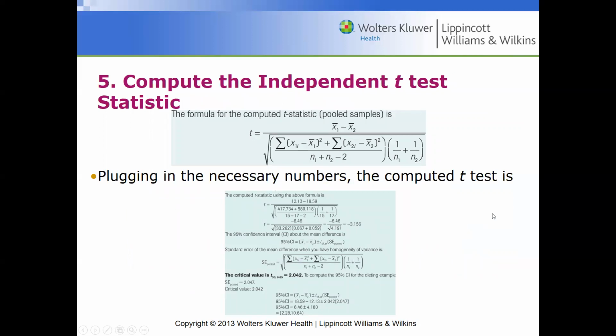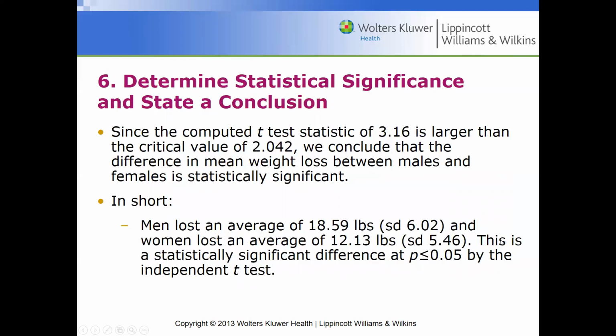Then you're going to compute the independent t-test. I'm not going to review this, but this is basically the formula that would be used in order to calculate this. We will do this in SPSS, so you will not be doing this by hand for your homework assignment. You would then determine statistical significance and state a conclusion. In this example, the computed t-test comes out to 3.16, which is bigger than the critical value of 2.042. And we'll then conclude that the difference in mean weight loss between males and females is statistically significant.